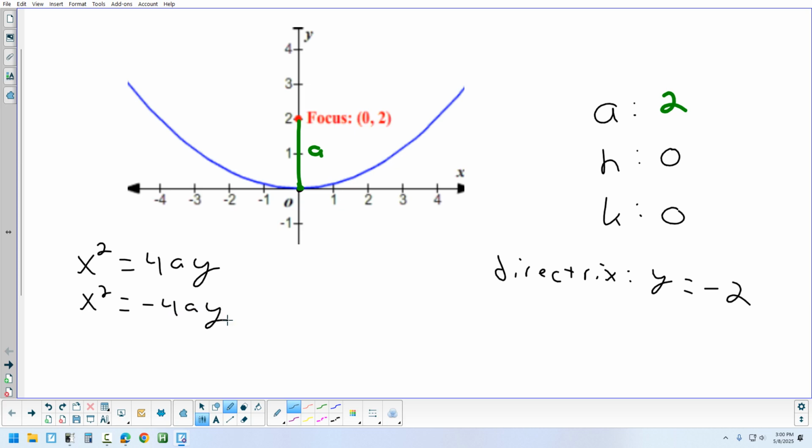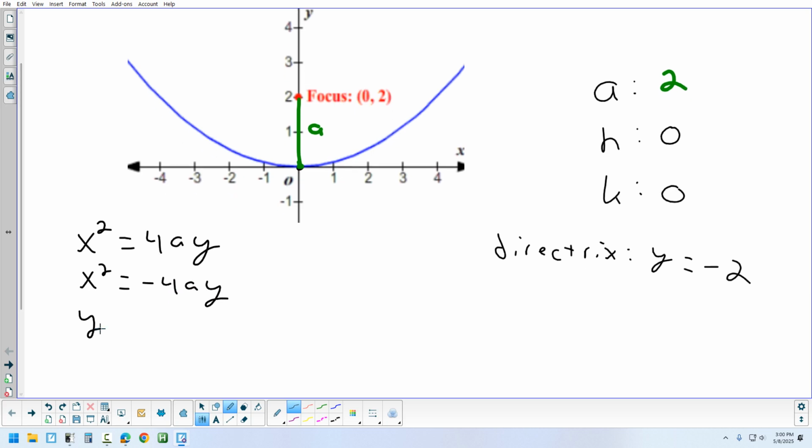Negative 4ay, y squared equals 4ax, and negative 4ax. All we have to do is figure out which way each one of those opens and then match it up to the one we have. And then fill a in as 2. Okay. Which way does the top one open?